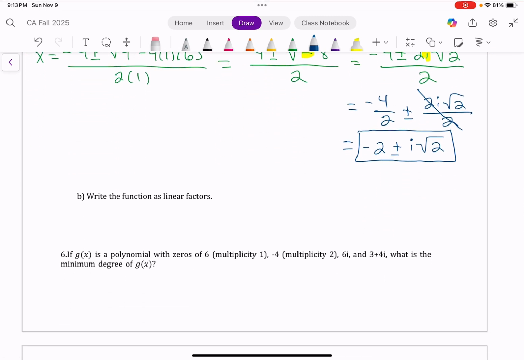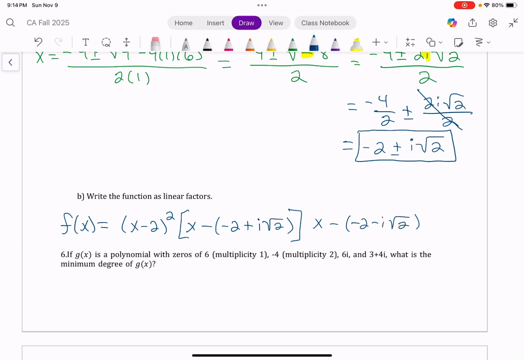And it says write the function as linear factors. So we're going to have f of x equals (x - 2) squared. We saw that from the graph. And then we've got x minus negative 2 plus or minus, but we'll just do them separately. So plus i root 2, this is one factor. And then the other factor is x minus negative 2 minus i root 2 as the other factor.